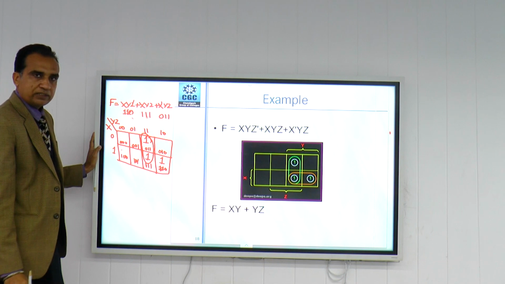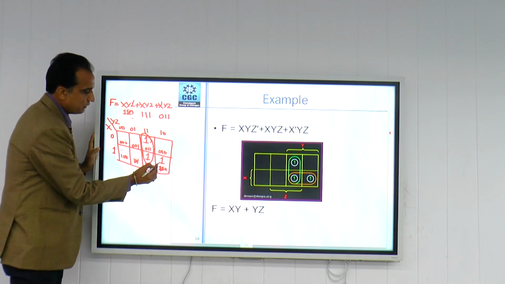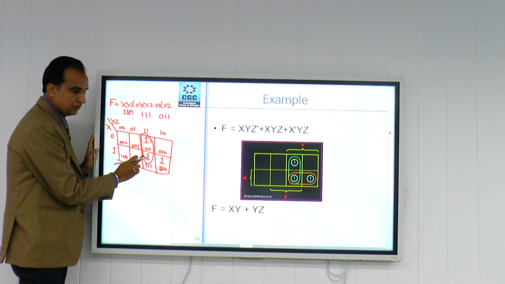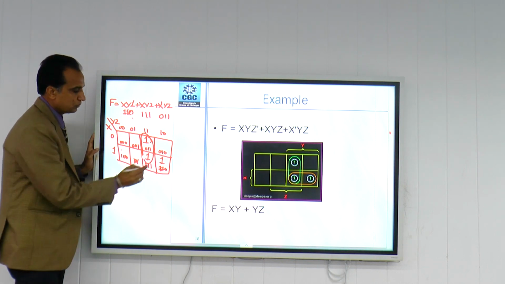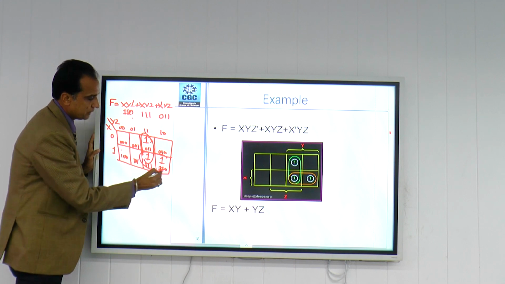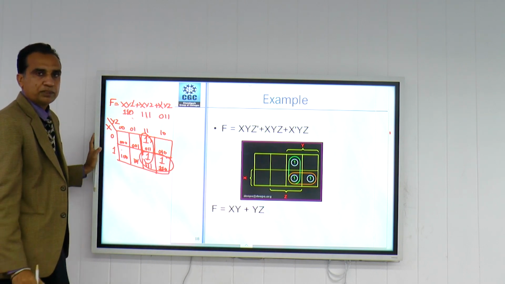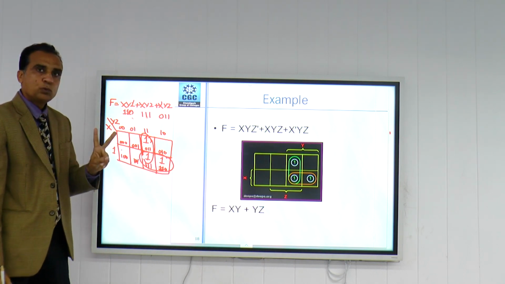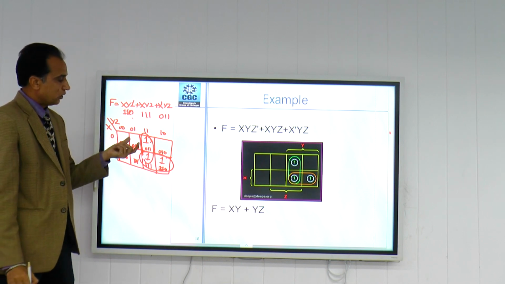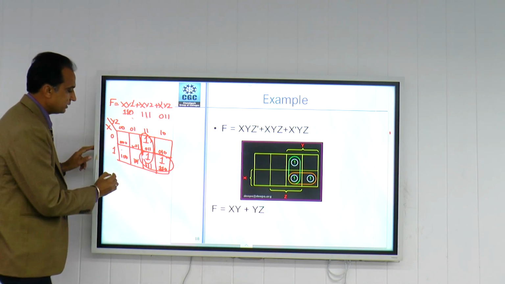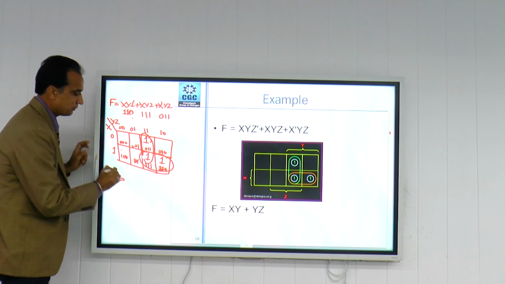So we have to cover maximum ones into a minimum groups. So this one can be included with this one in a single group. So the groups can overlap. This is a second group. Means we have created 2 groups of 2 ones. Now after grouping, next thing is we have to write the result.